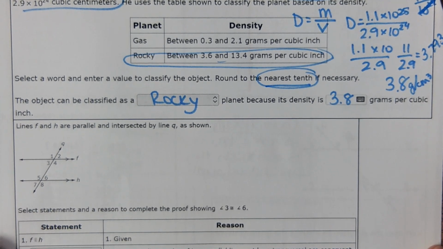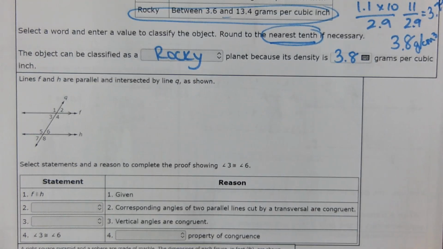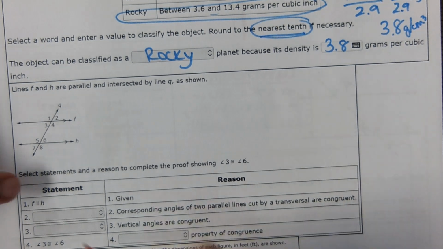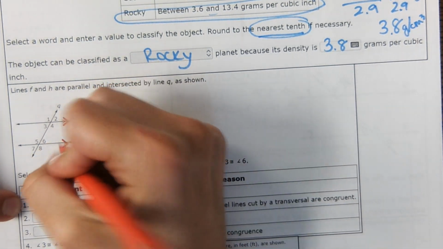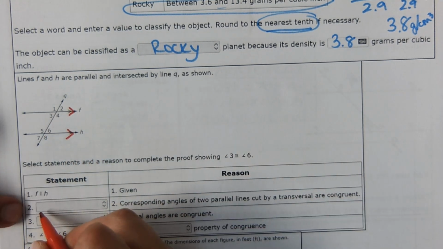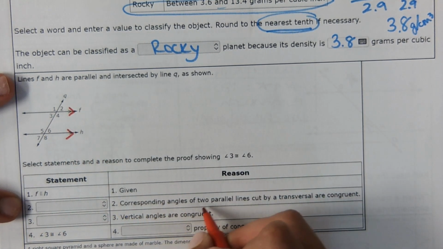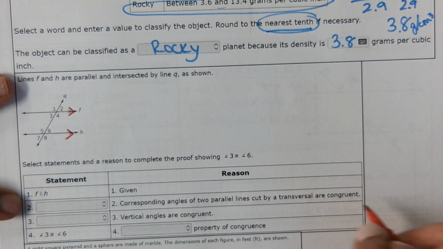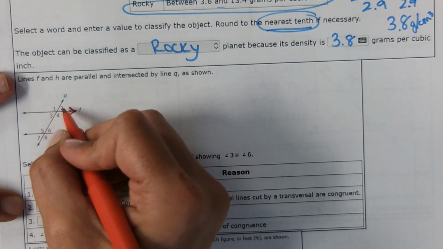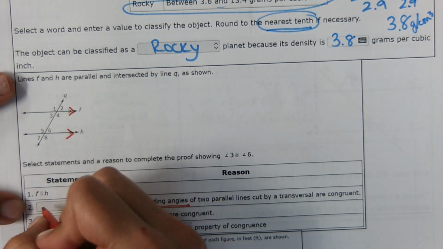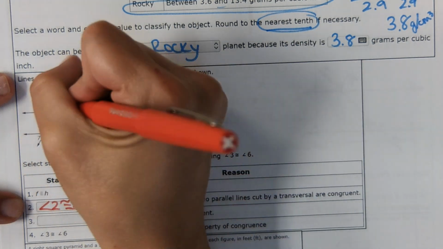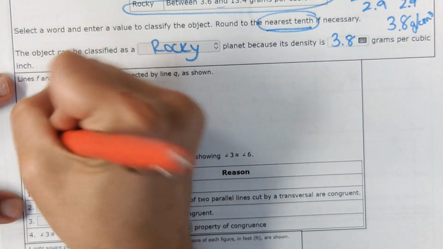Okay, next. The next proof is more of a level 3 proof. It's pretty simplistic. It says, given that F is parallel to H, prove that angle 3 is congruent to angle 6. So the first one says corresponding angles of 2 parallel lines cut by a transversal are congruent. You'd click the drop down and choose the ones that are corresponding angles. The one in the answer choices that is corresponding is angle 2 is congruent to angle 6.